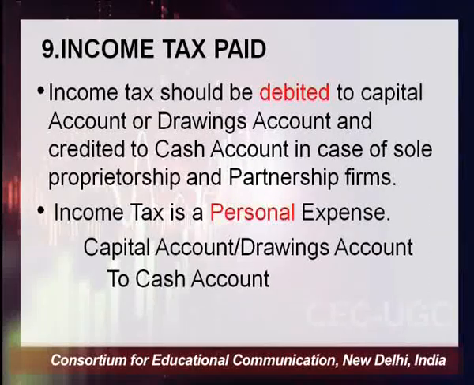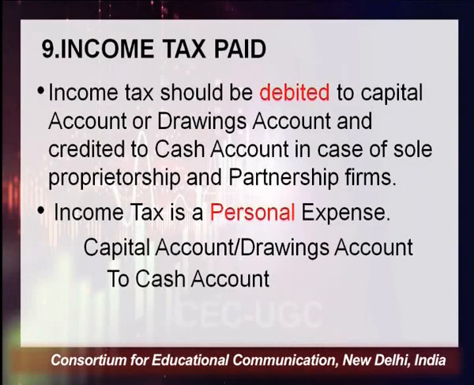The next one is income tax paid. Income tax should be debited to capital account or drawings account and credited to cash account in case of sole proprietorship and partnership firms. Income tax is a personal expense, since income tax is paid by the owner. So in this particular case, the entry would be capital account / drawings account to cash. Since we are paying this income tax in cash, cash is going out, so we have to credit the cash account. The entry would be capital account / drawings account debit to cash account.